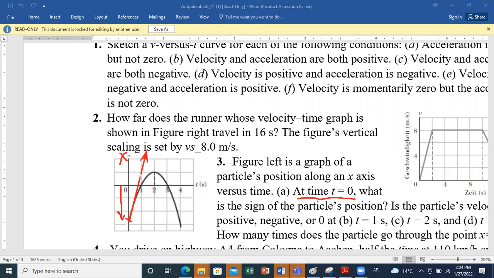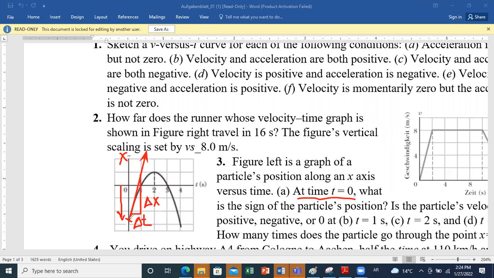So you measure delta x using the scale of the figure. You measure delta t, and you say that the velocity at this point is equal to the slope, which is delta x over delta t. And this will allow you to calculate the velocity at this point.